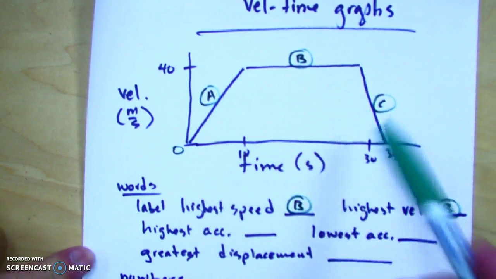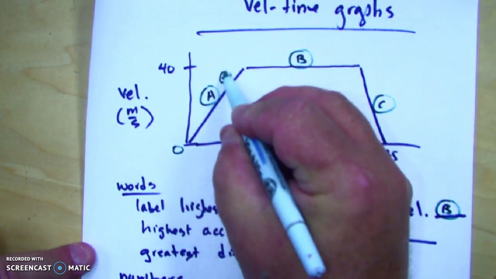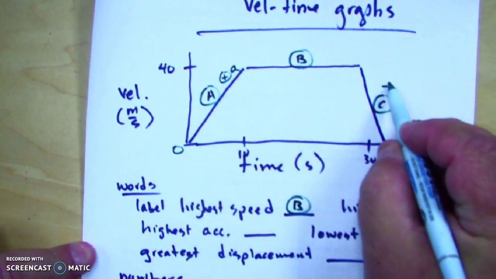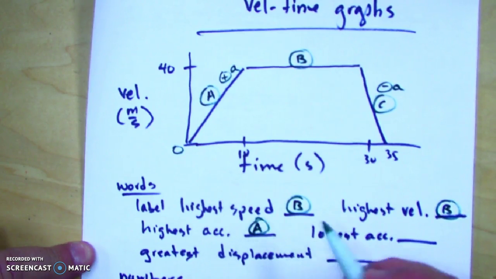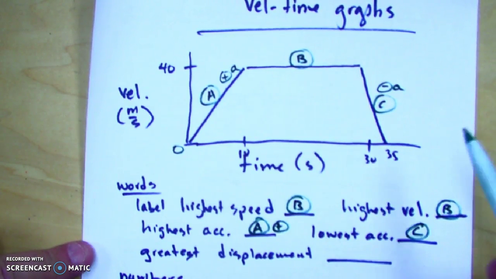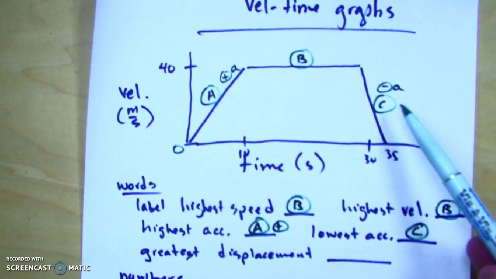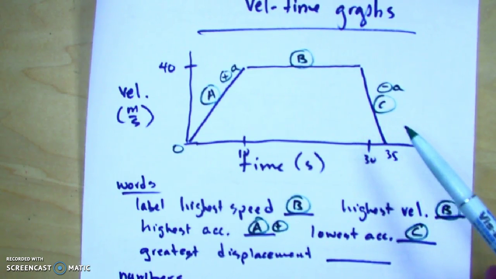Well, the greatest acceleration turns out to be, and here's where you have to deal with the fact that this is a positive A and this is a negative A. So therefore your greatest acceleration is actually going to be A only because it's positive. The lowest acceleration is C. Now, if they just ask for the magnitude of the acceleration, then it would be C, because C has a greater slope, even though it's in a negative direction.